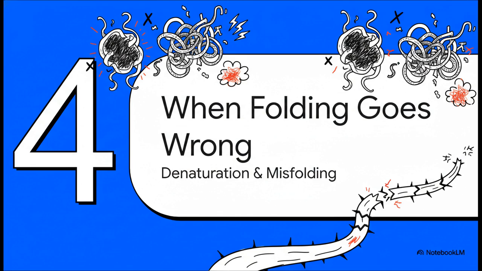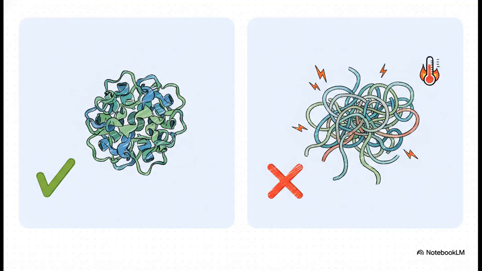But what happens when this incredibly precise process fails? This is where our story takes a bit of a dark turn, because a misfolded protein isn't just useless, it can be incredibly dangerous. So when a protein loses its special 3D native structure, we say it's been denatured. It basically becomes this unfolded, tangled mess, and it can't do its job anymore. This can be caused by things like too much heat or a big change in pH.